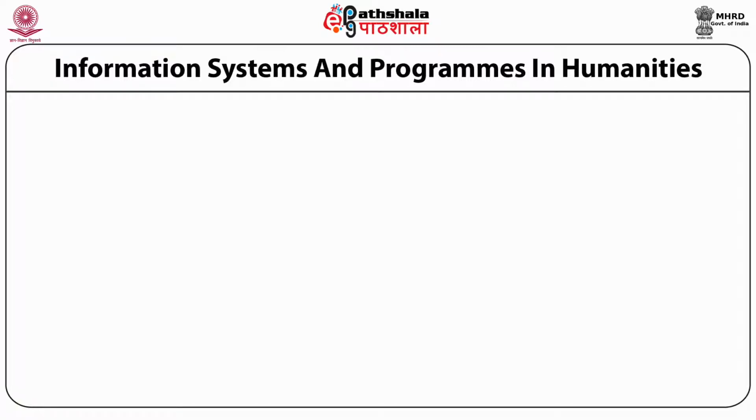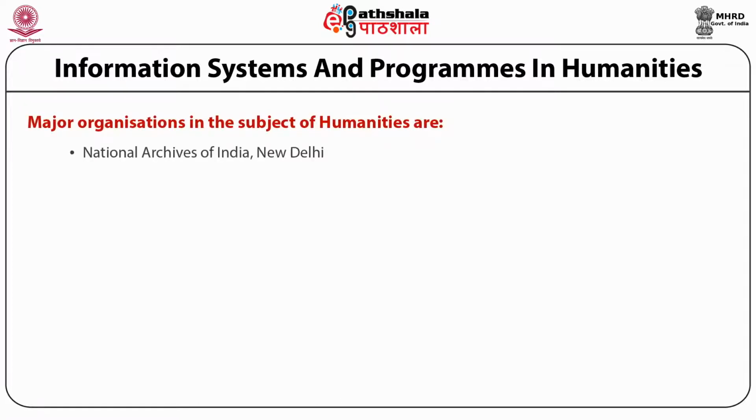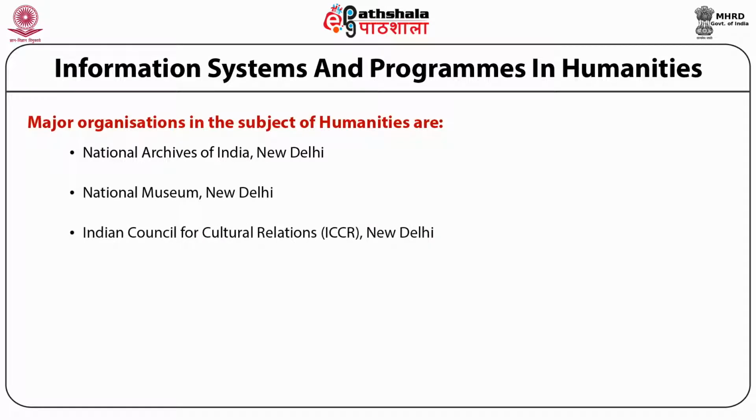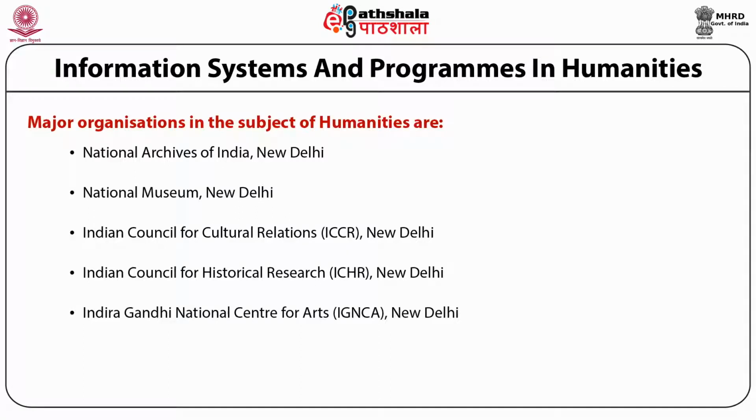Information systems and programs in humanities. Major organizations in the subject of humanities are the National Archives of India, New Delhi, National Museum, New Delhi, Indian Council for Cultural Relations, ICCR, Indian Council for Historical Research, ICHR, New Delhi, Indira Gandhi National Centre for Arts, New Delhi, and National Mission for Manuscripts, New Delhi. In India, besides the mentioned ones, several other organizations have also come up to promote and support research activities in the field of humanities. Libraries and information centers attached to these organizations help researchers and users in their activities.